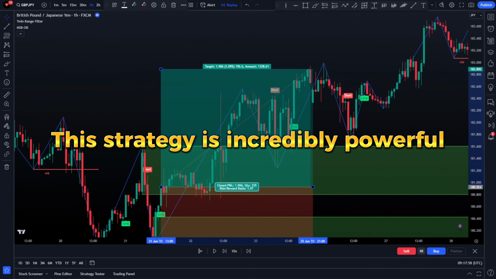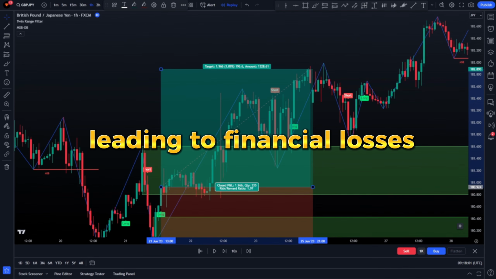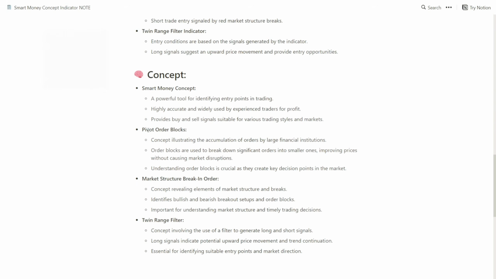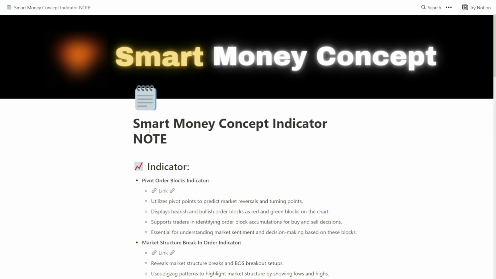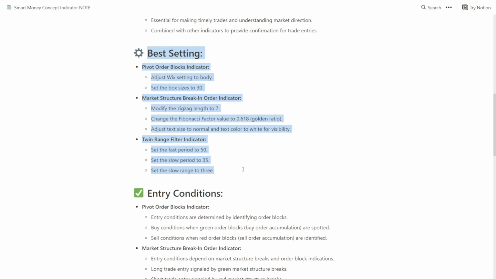This strategy is incredibly powerful, but many people execute it incorrectly, leading to financial losses. Therefore, I have created a comprehensive PDF guide on this strategy to ensure that you execute it correctly. It will be very convenient for you to reference the best settings and implement the strategy effectively.